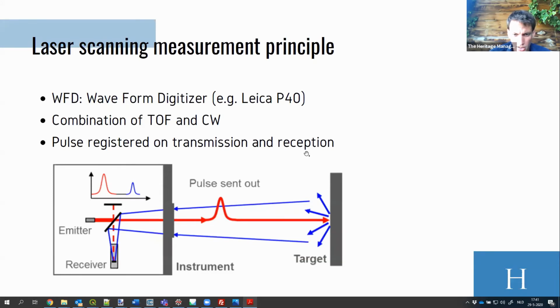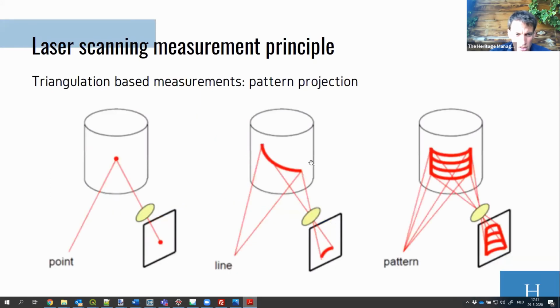So for your information, that's at the moment the state of the art. Then a few words about the laser scanning triangulation system. And in that case, we were talking about the projection of points, lines, and patterns. The main idea here is that we have a source, a data source, an energy source.